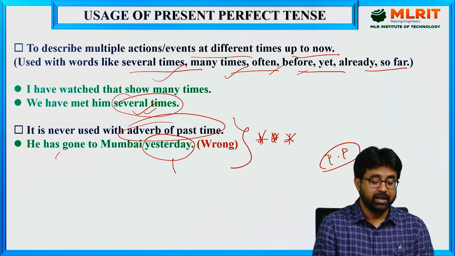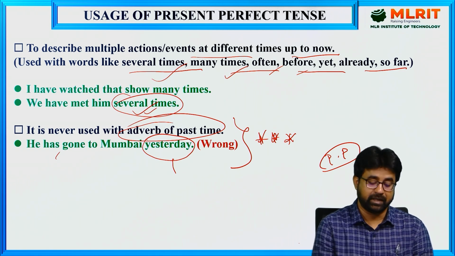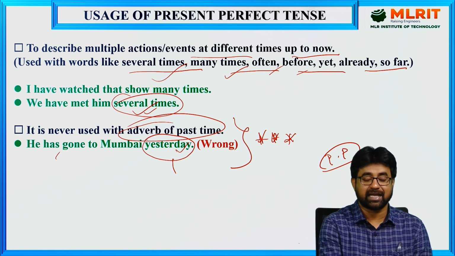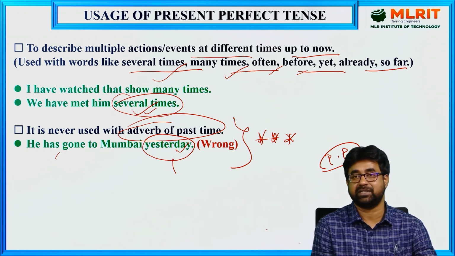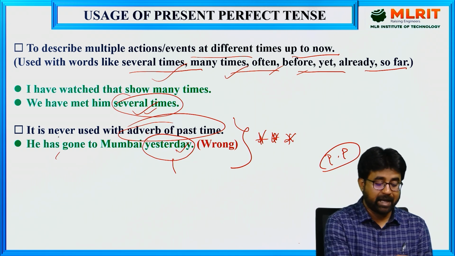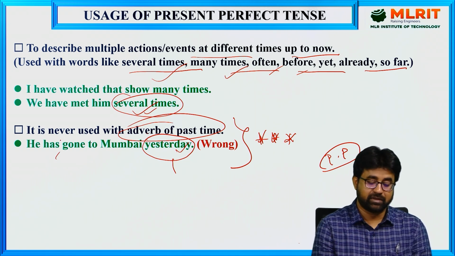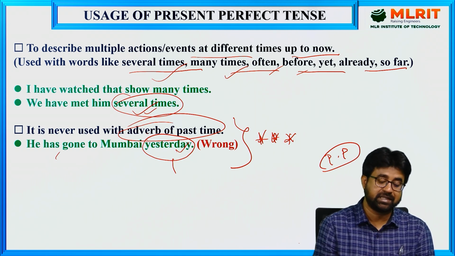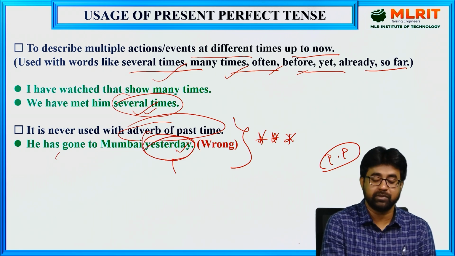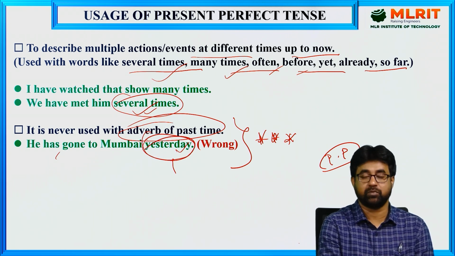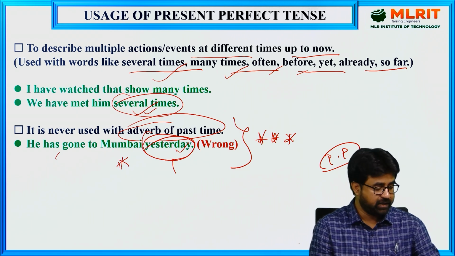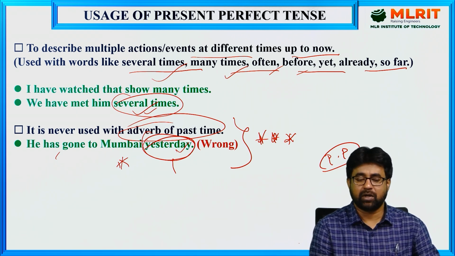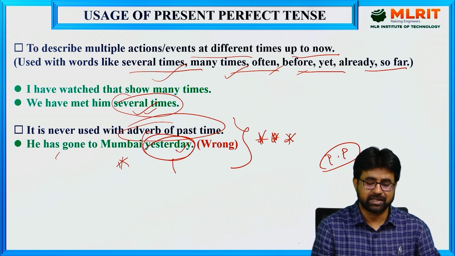This is wrong: He has gone to Mumbai yesterday is wrong. If I am using the word yesterday, which is an adverb of past time, I have to say it in simple past tense: He went to Mumbai yesterday. Fine. If I have to use present perfect tense, what do I have to say? I have to simply say he has gone to Mumbai. I cannot use this adverb of past time. This is one common mistake that we make. So please keep it in your mind. Fine. So this is all. These are the 4 or 5 major usages of present perfect tense.